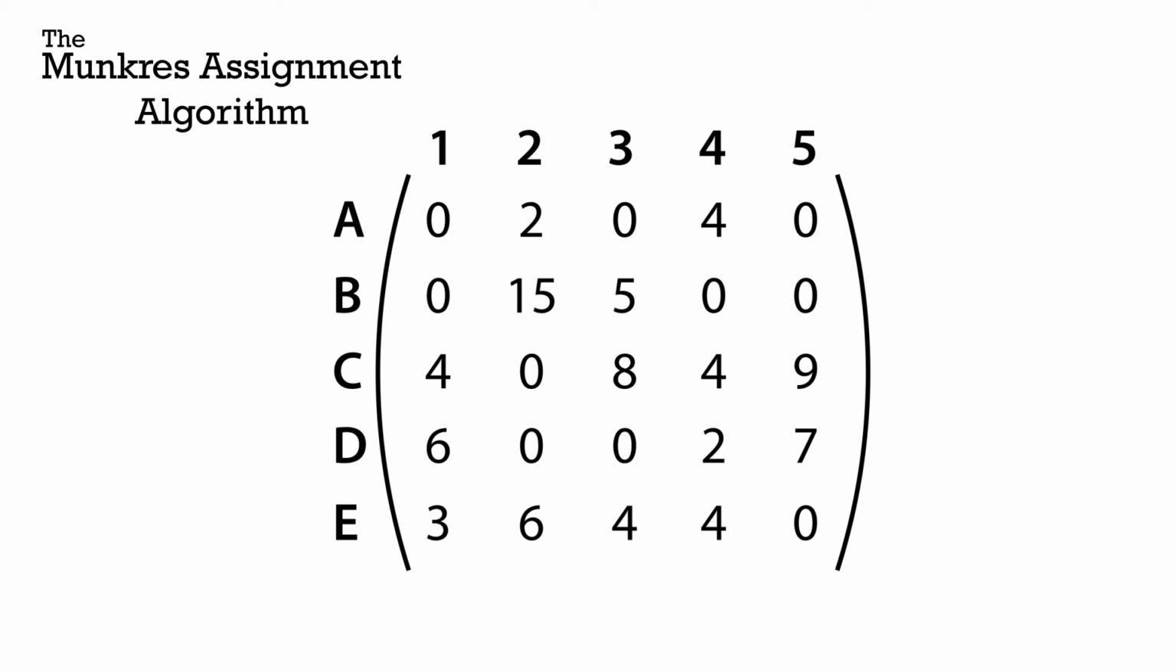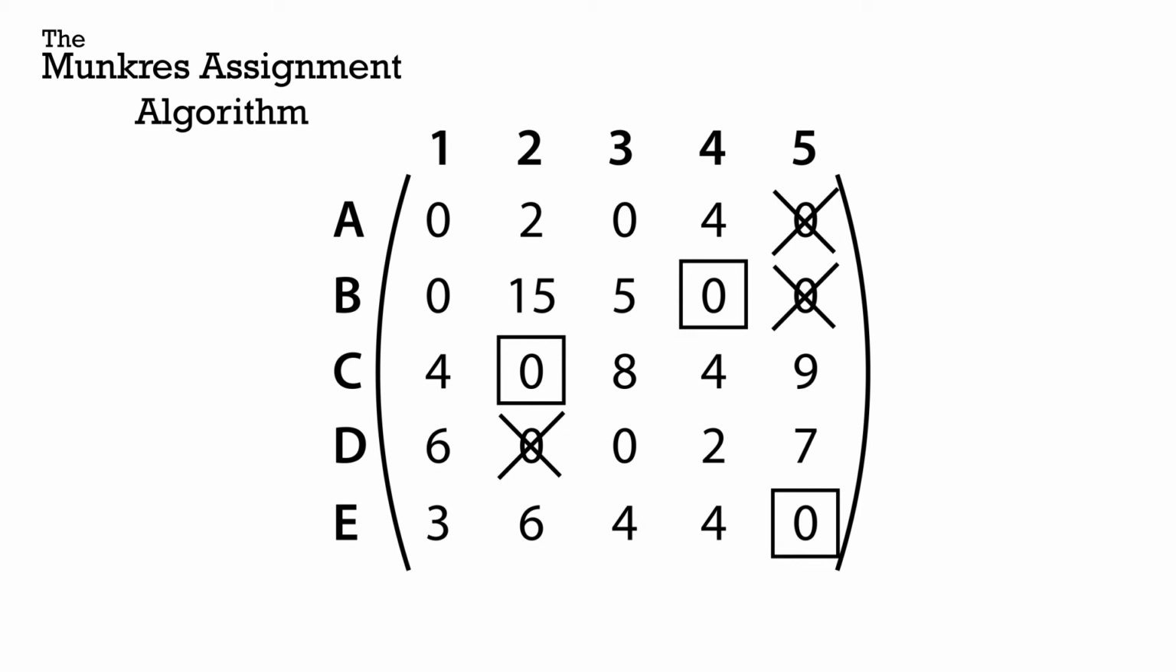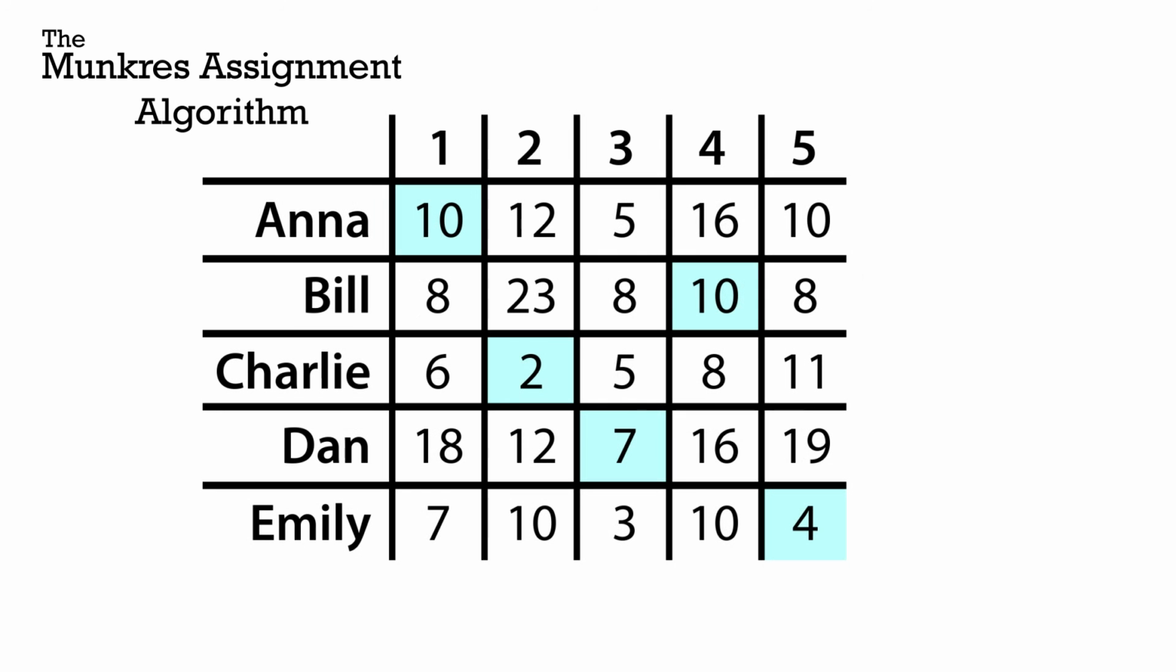And again, we assign people to jobs if there's a single 0 in their row, and cross out any others in that column. Repeat this for columns, crossing out any other zeros in their rows, and repeat this process until there are no uncrossed or unassigned zeros. And we're done. So Anna has job 1, Bill has job 4, Charlie has job 2, Dan has job 3, and Emily has job 5. If we go back to our original table, we can see the original costs of each person with each job, and we can see that the total is 33, the lowest possible.